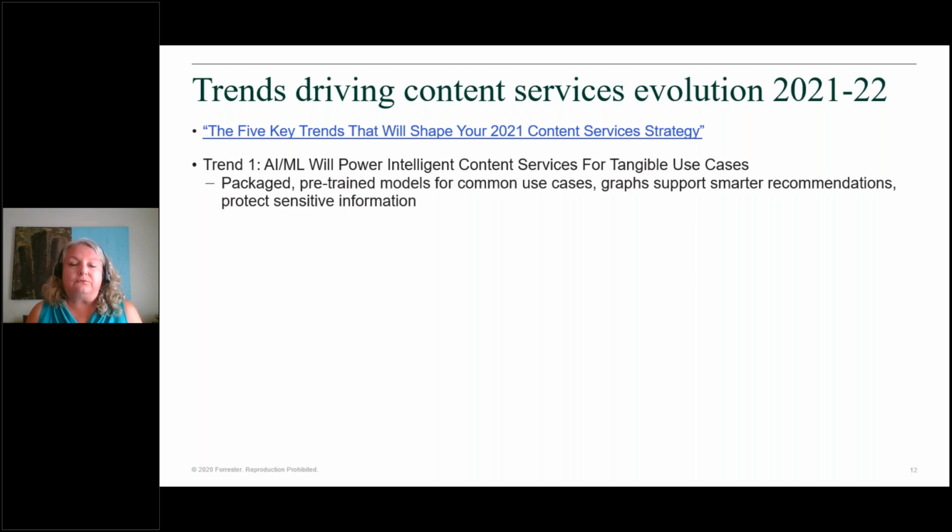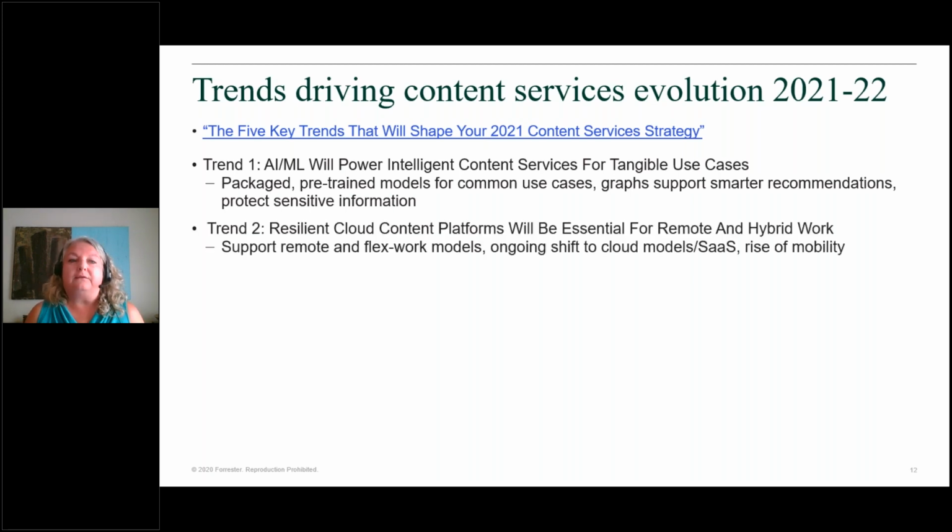And another use case for AI machine learning, can we have pre-packaged algorithms basically trained to detect things like PII, credit card data, social insurance or social security numbers, and so on. The second trend that we're tracking is that we see, again, here's that term resilient.